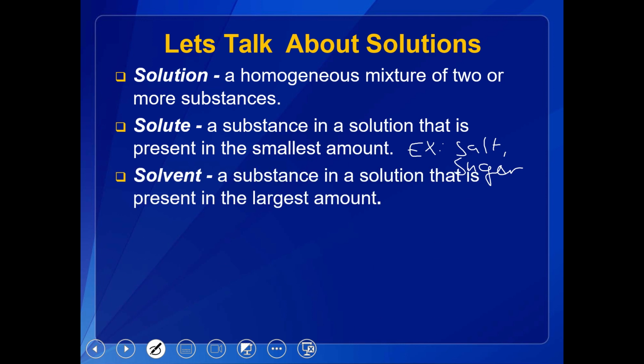Then you have your solvent, right? A solvent is a substance in a solution that is present in the larger amount. Some examples of this would be water and tea.